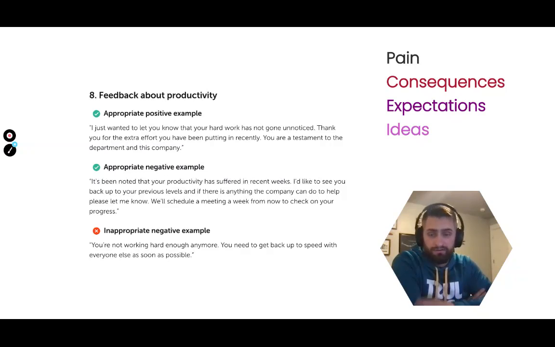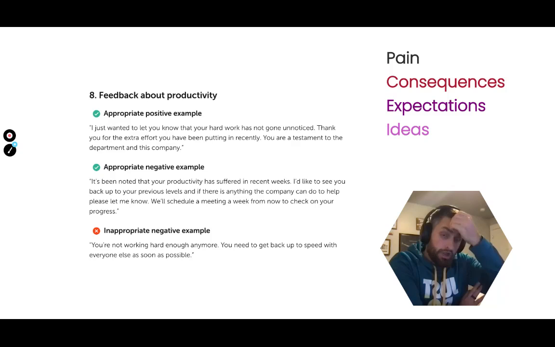This is appropriate negative feedback. It's been noted that your productivity has suffered in recent weeks. I'd like to see you back up to your previous levels, and if there's anything the company needs to help, please let me know. We'll schedule a meeting a week from now to check on your progress. This is another great example. First, the pain is obvious. Your productivity has suffered. What isn't obvious here is the consequences of that.